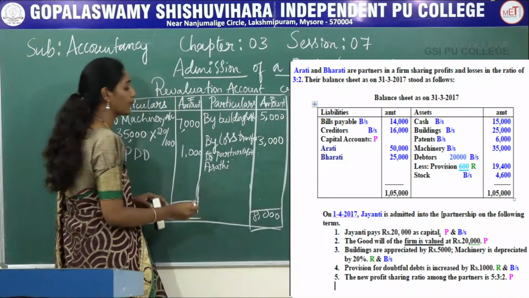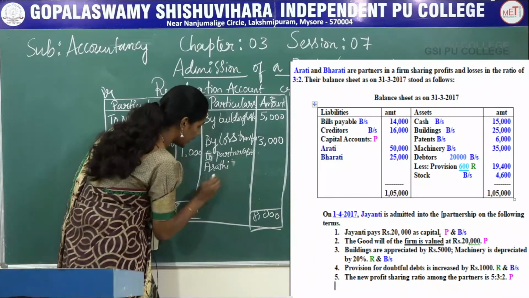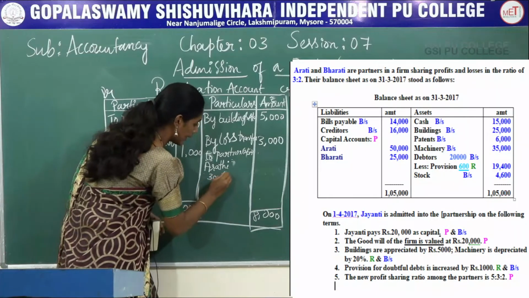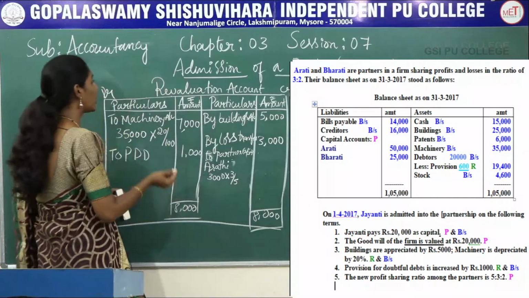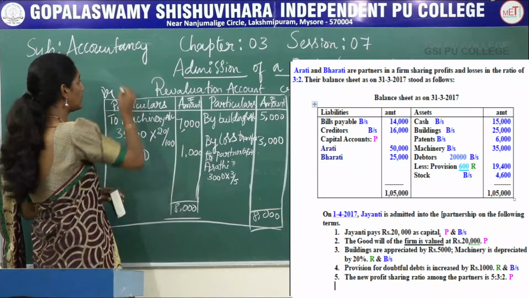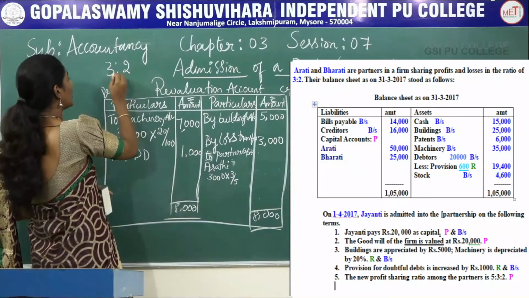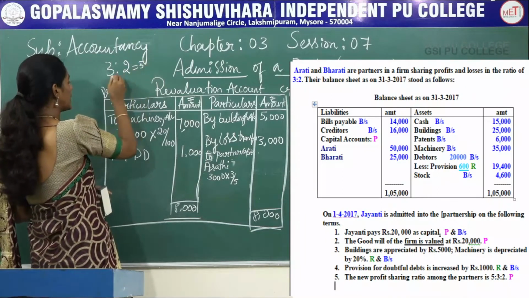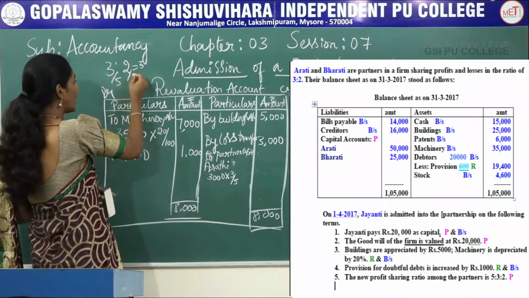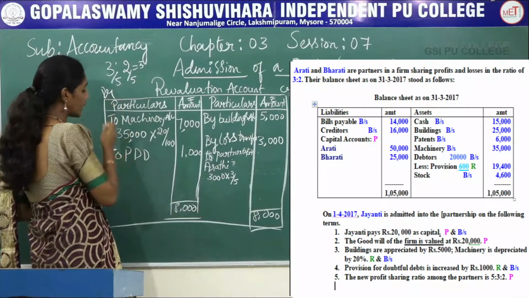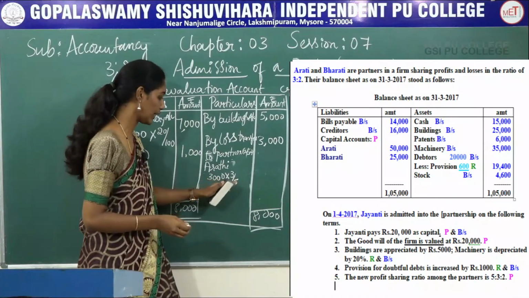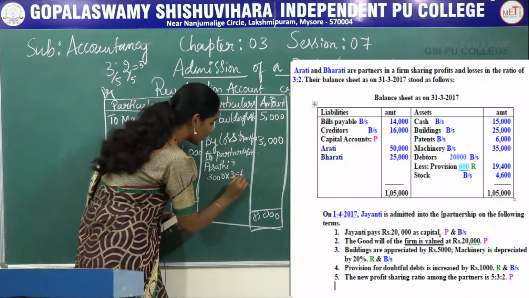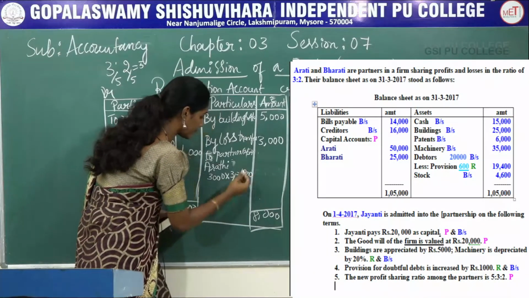So Arati, 3,000 into 3 divided by 5. Here the old ratio is given in your problem, 3:2. So 3 plus 2 equals 5, 3 divided by 5 and 2 divided by 5. So it is the ratio of the old partners. So 3,000 into 3 divided by 5, then you will get 1,800.